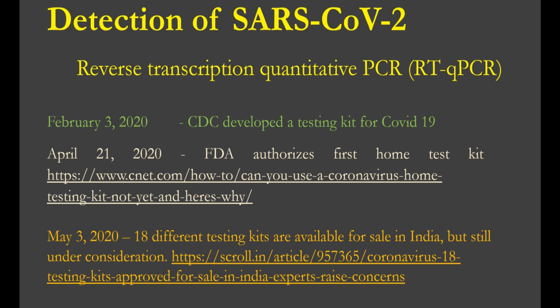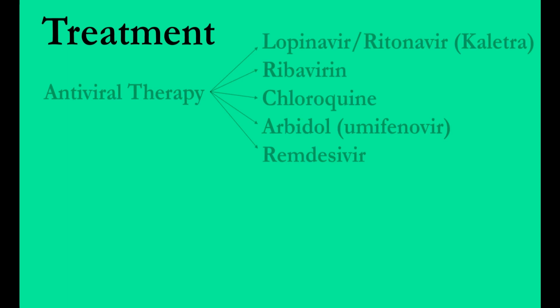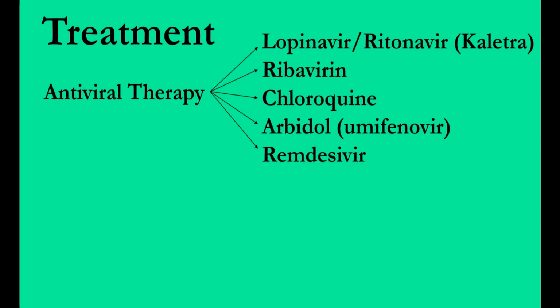Now let's look at the therapy that is given to patients affected with coronavirus. The general treatment is antiviral therapy, which has 4 or 5 different types. Lopinavir, which is a protease inhibitor. Ribavirin, a nucleoside analog, which has a broad antiviral activity.